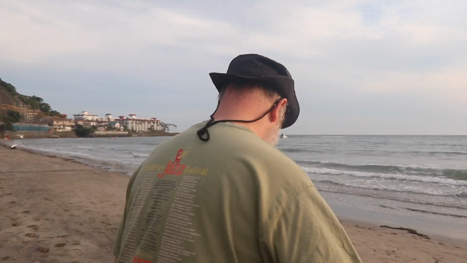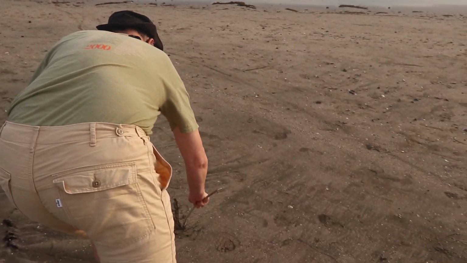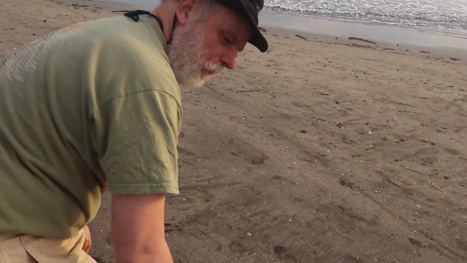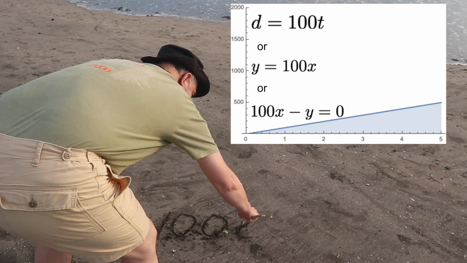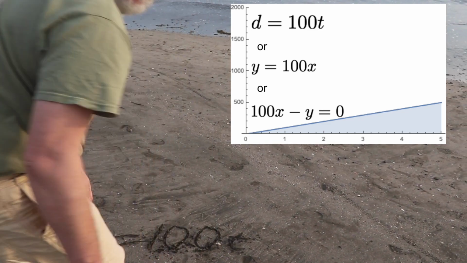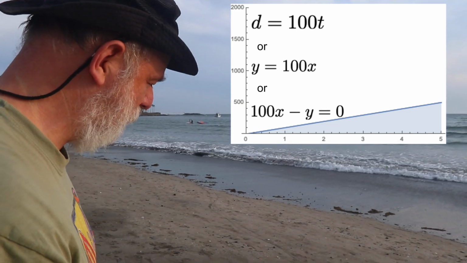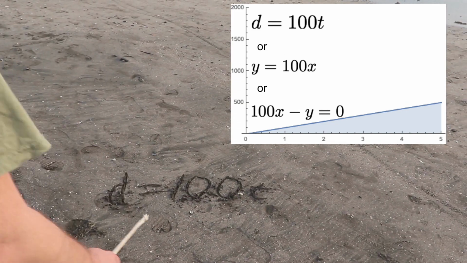Now a car moves at, let's say, 100 kilometers an hour. So the distance that we're going to cover will be 100 kilometers per hour times the number of hours that we're doing. So d equals 100t. This is our equation of motion for this.